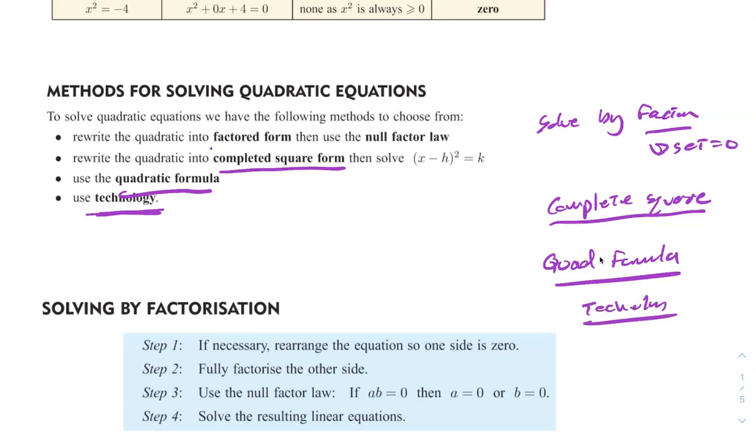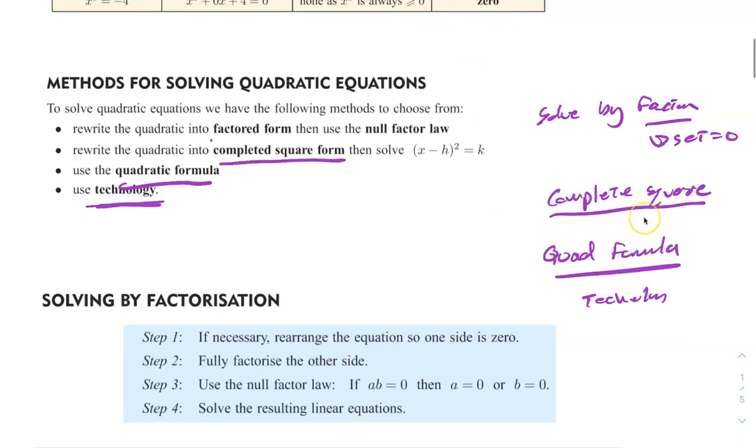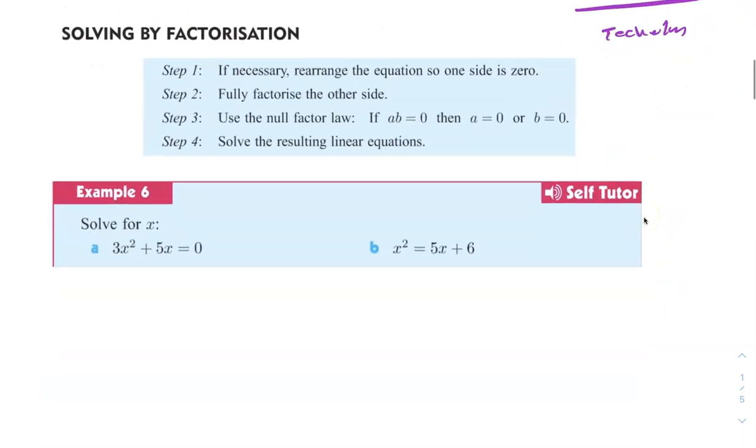I highlight these two because these are the two that always work, no matter what. Solve by factoring only works if you can factor, technology only works if you have real solutions. I guess in IB this would always work also, because in IB they tend to not give you non-real solutions. But the two that always work for sure are completing the square and the quadratic formula. So we're going to take time to go over each one.